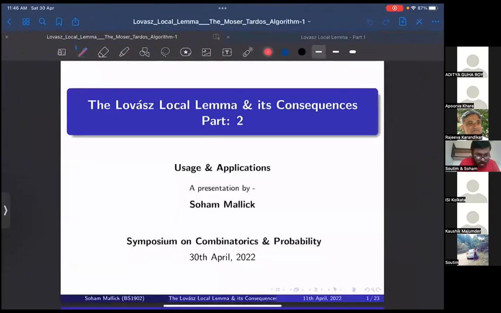Hello. Yeah, good morning, everyone. Okay, so I will be continuing what Soutim had just started, the Lovász Local Lemma, and I will be giving special emphasis on its several usages and applications.